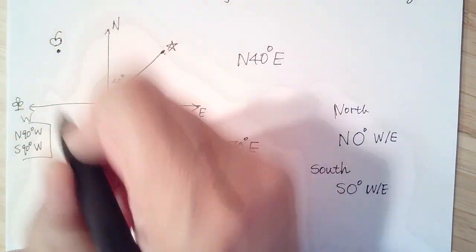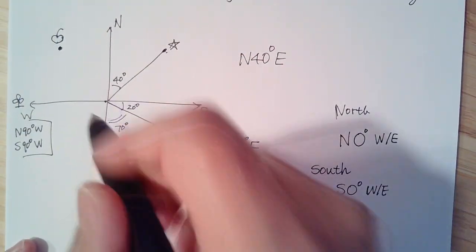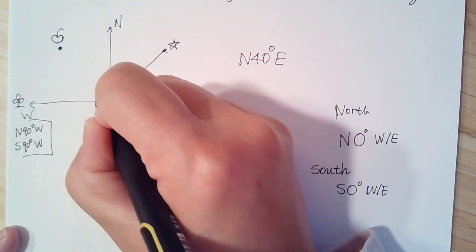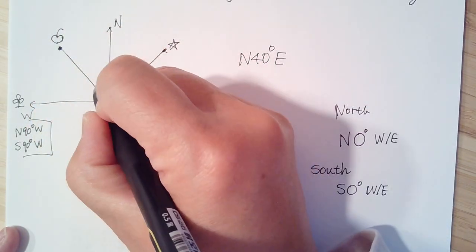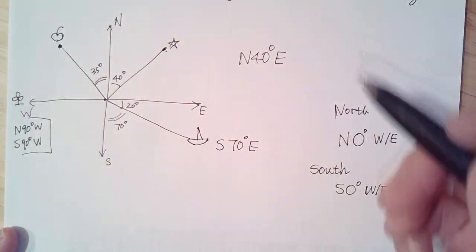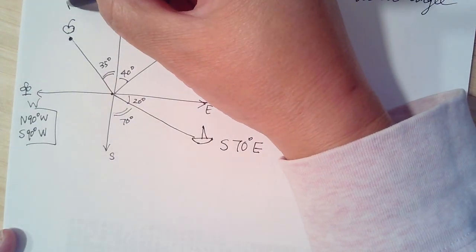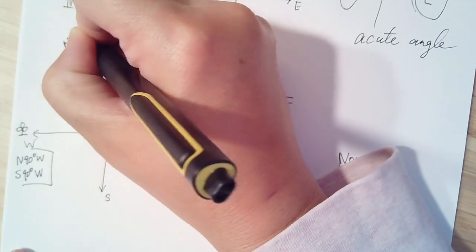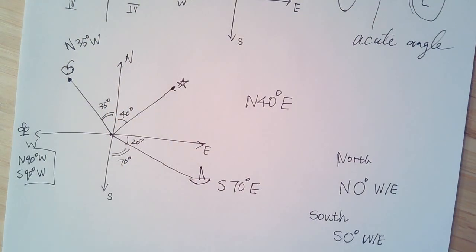There's an angle here. Can you tell me the bearing of that? Yeah, so you connect that, and you figure out this angle is 35 degrees. So how do you describe that? It's going to be N 35 degrees W. You get that? If you get that, super good. It's not bad at all, right?